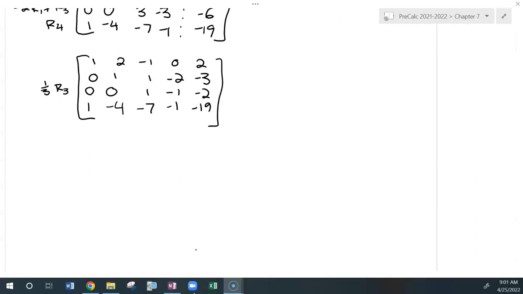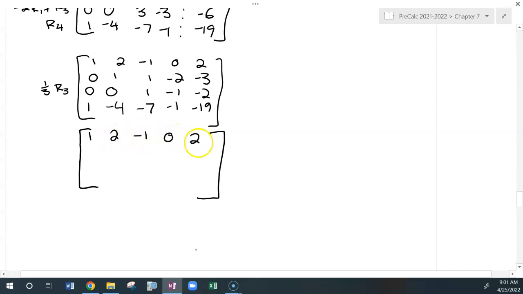Right, so what I'm going to do is I'm looking and I see I have a -4 here, and I want to use this row 2 here because I've got a 0 and a 1. If I was to multiply this by a +4, then I can cancel out this 4. So I'm going to copy 1, 2, -1, 0, 2, 0, 1, 1, -2, -3. And then I have 0, 0, 1, -1, -2. And I'm going to take care of that -4. So what I'm going to do is row 4 plus 4 times row 2.